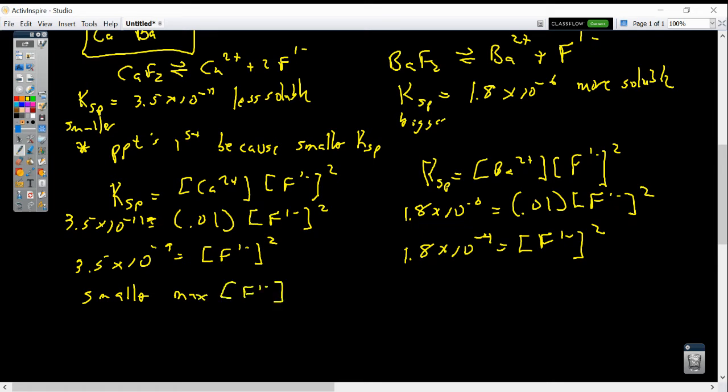So you have to understand these concentrations are the maximum concentrations that you can have, the solubility, how much can dissolve. We're not talking about one atom dissolving. We're saying, what's the maximum number of atoms that can dissolve? For calcium fluoride, it's going to be a smaller number. For here, it's going to be bigger.